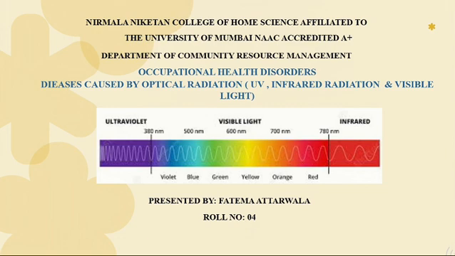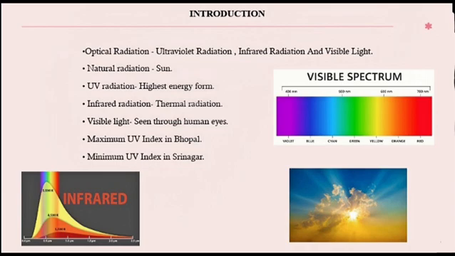Community Resource Management. Today I will be speaking about diseases caused by optical radiation. Introduction. Optical radiation comprises ultraviolet radiation, infrared radiation and visible light. The natural source of optical radiation is the sun. They can also be generated artificially.